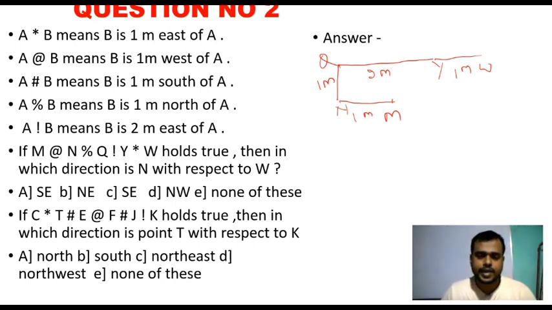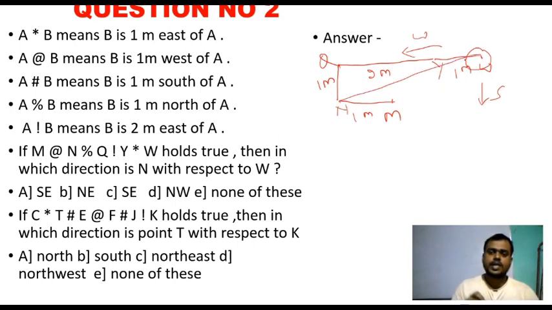The question is, in which direction is N with respect to W? Now W is here and N is here. This is the west direction and this is the south direction, and if you connect N to W, that means it lies exactly between west and south. That means southwest. So our answer is southwest, but southwest is not in the options, so our answer is none of these. None of these is the correct answer here.